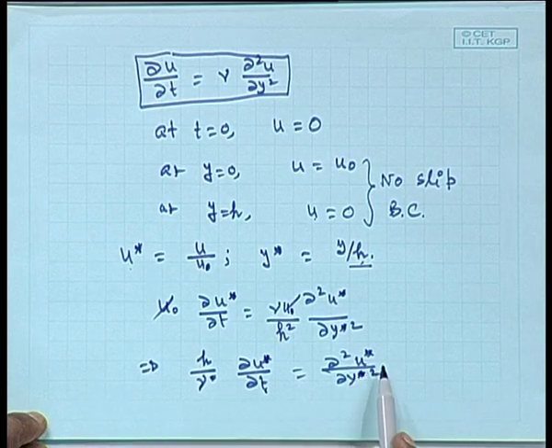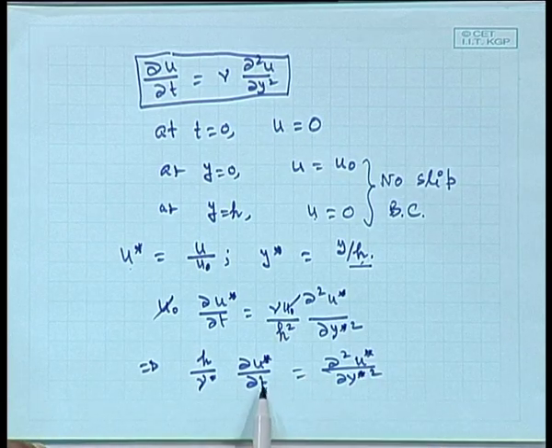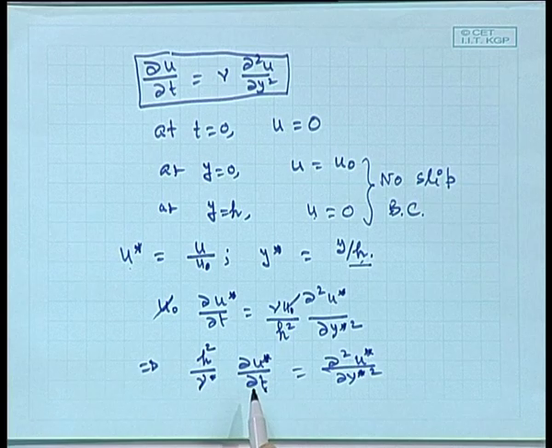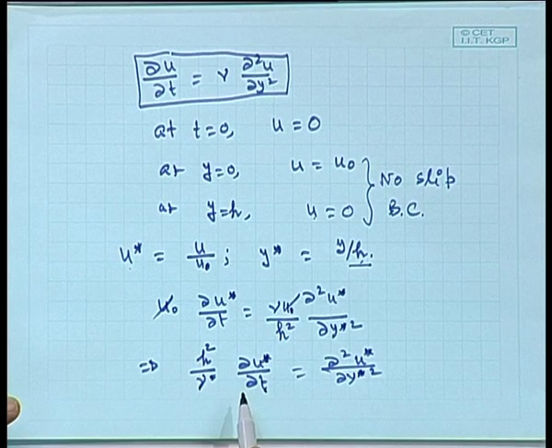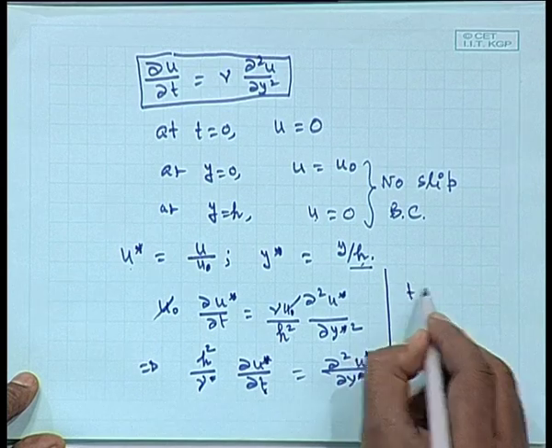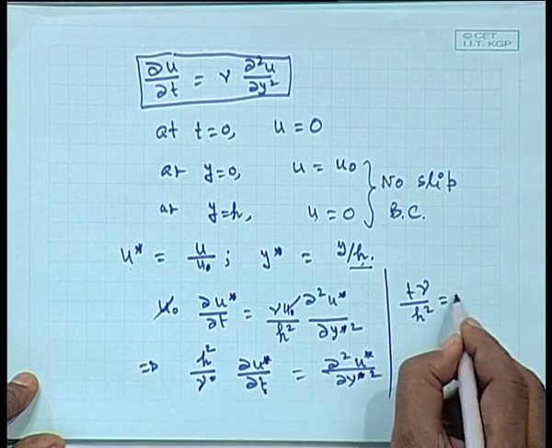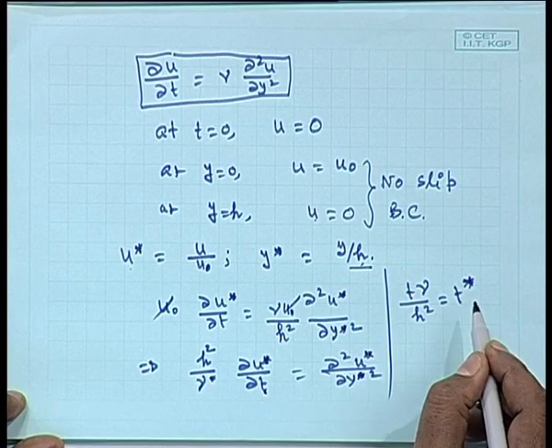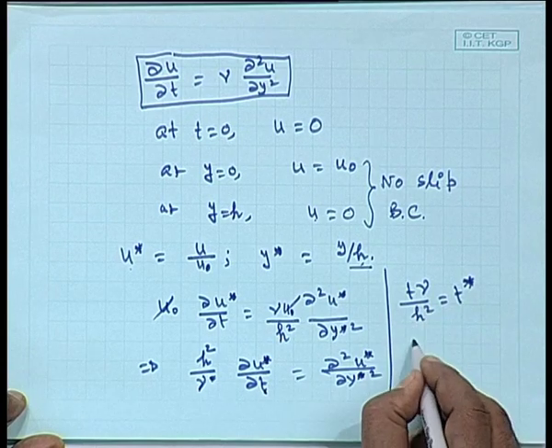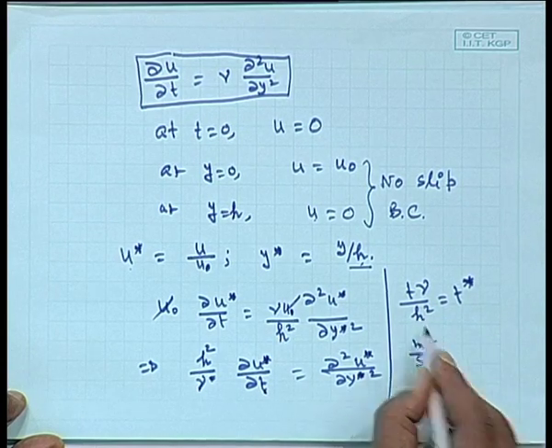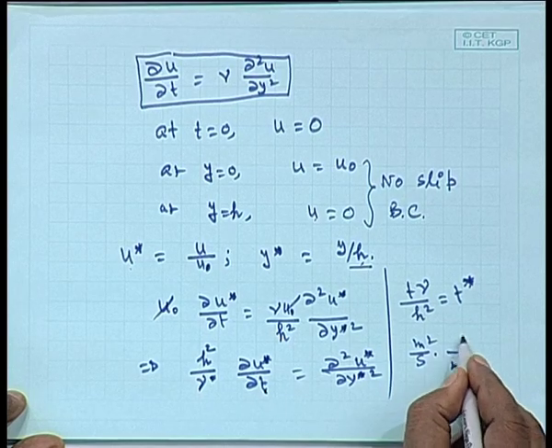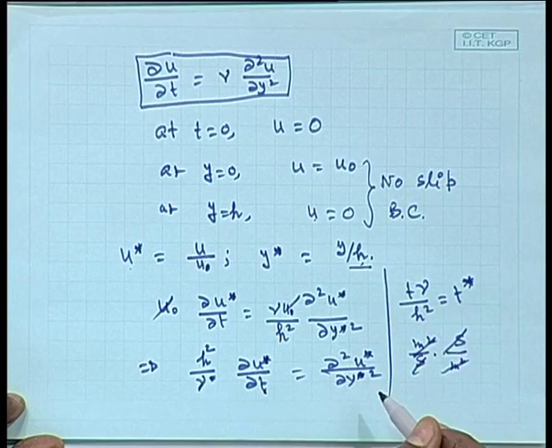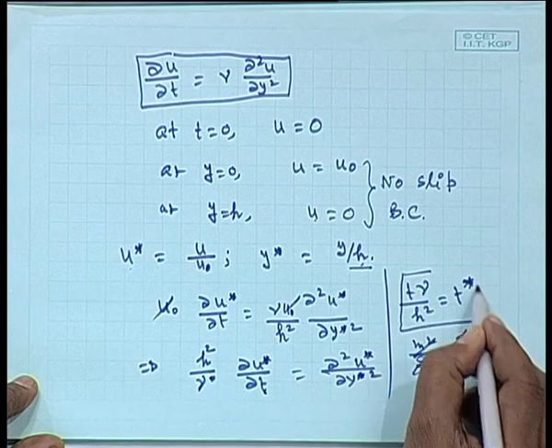The right hand side is non-dimensional, that means the left hand side has to be non-dimensional. That means t nu by h square must have a dimension of inverse of time, that means t nu by h square must be equal to t star. This t star must be non-dimensional. Just check, nu is meter square per second, h square is meter square, t is second. So, my non-dimensional time is t nu by h square. This is a non-dimensional time.